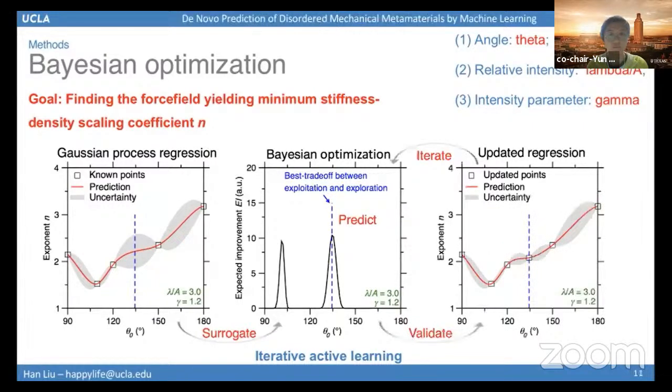We then calculate the exponent n at the best trade-off position and add its point to the known points. Using the updated known points, we update a Gaussian process regression and use Bayesian optimization to predict the next promising minimum position. This process will iterate until the best trade-off position converges to the true global minimum. Using this machine learning approach, I expect an optimal phosphate can be identified that exhibits minimum exponent n.